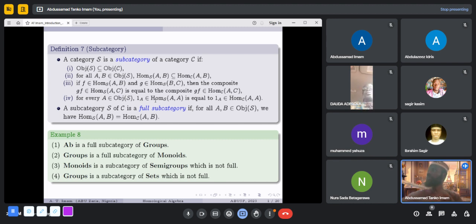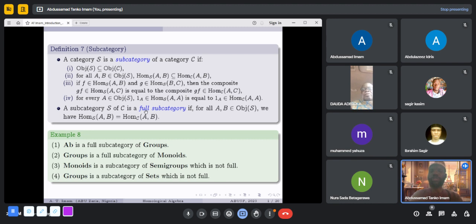So the composition law should be the same. The composition that you do within the smaller category should be the same composition when you are doing it within the bigger category. So if all these things are satisfied, and even when you are talking about the identity mappings, so if you take an object in this smaller category, the identity morphism from that object to itself should be the same thing as the identity morphism from the object to itself in the bigger category. So if that happened, then S is called the subcategory of C. This is the notion of subcategory.